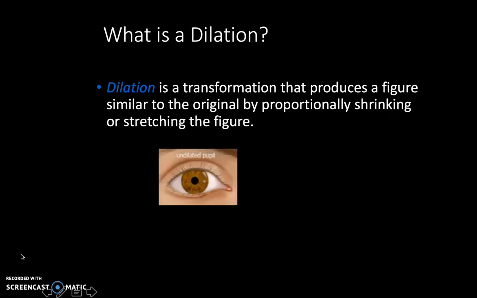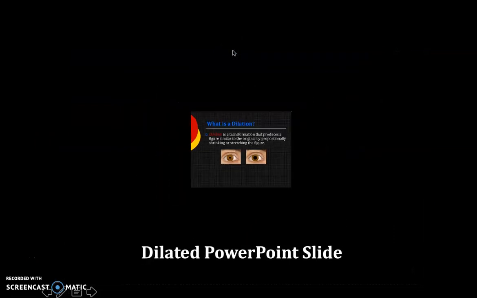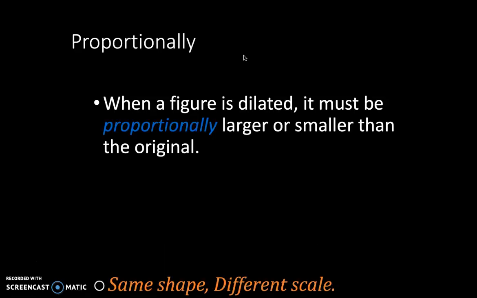So if we look right here at an undilated pupil, for a pupil to dilate, in this case, get larger, okay? This pupil dilated to be larger. If we look at this whole PowerPoint slide, it's very large. What if we dilate it and reduce it? That is the opposite. There's two ways. It can either be enlarged or reduced.